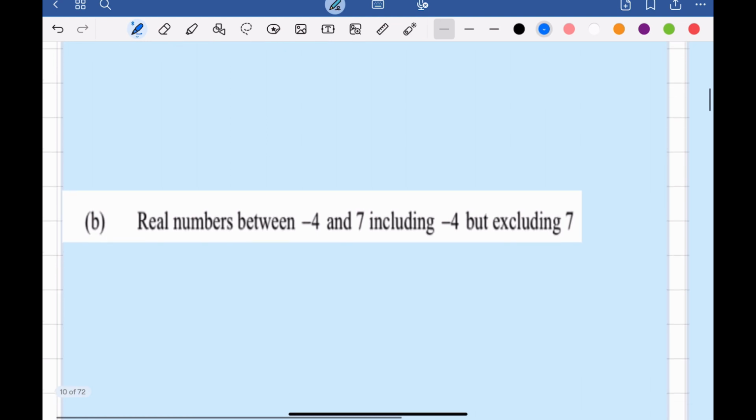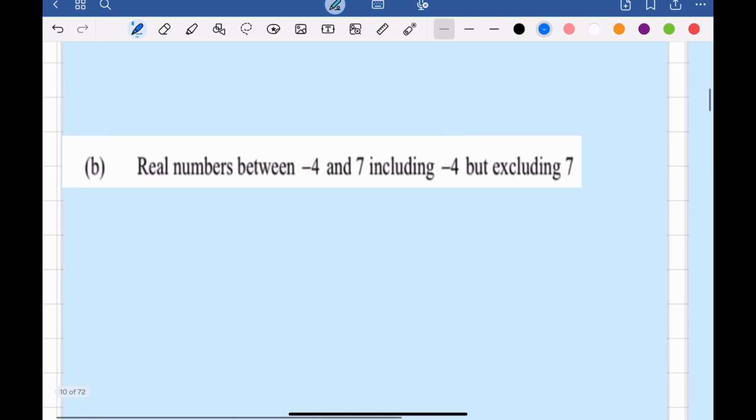Moving on to the next example, it says real numbers between -4 and 7, including -4 but excluding 7. So we once again have x, an element of, a round e. -4 is included and 7 is excluded. So we use a round bracket.